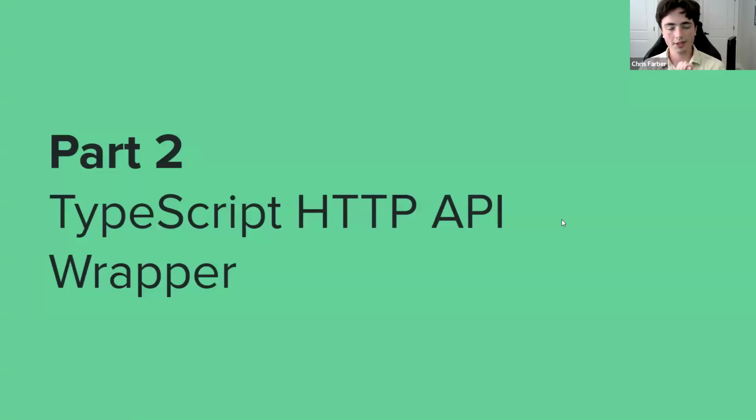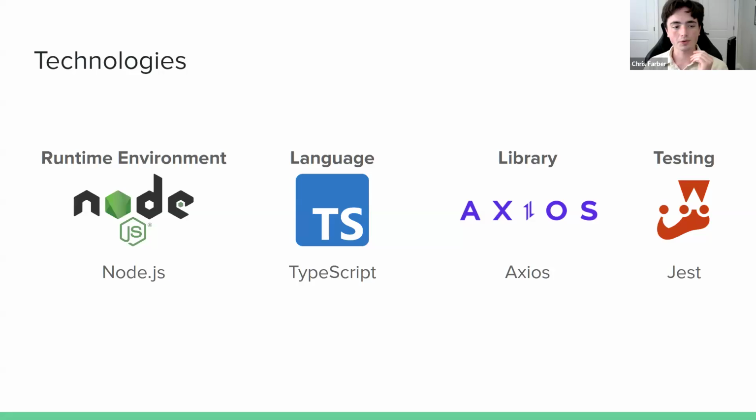And so for the second part of what I did this summer, I developed a TypeScript HTTP API wrapper. And so getting into this, some of the technologies I used: for the runtime environment, I used Node.js. For the language, I used TypeScript. For my main library for making an HTTP client, I used Axios. And for testing, I used something called Jest.